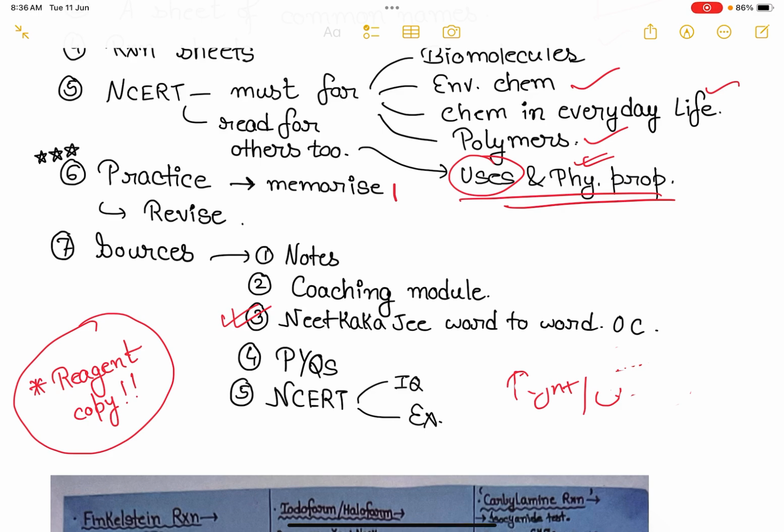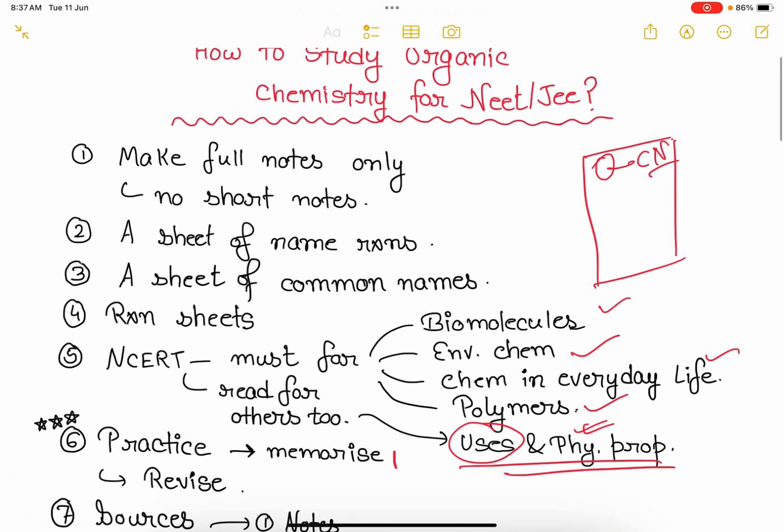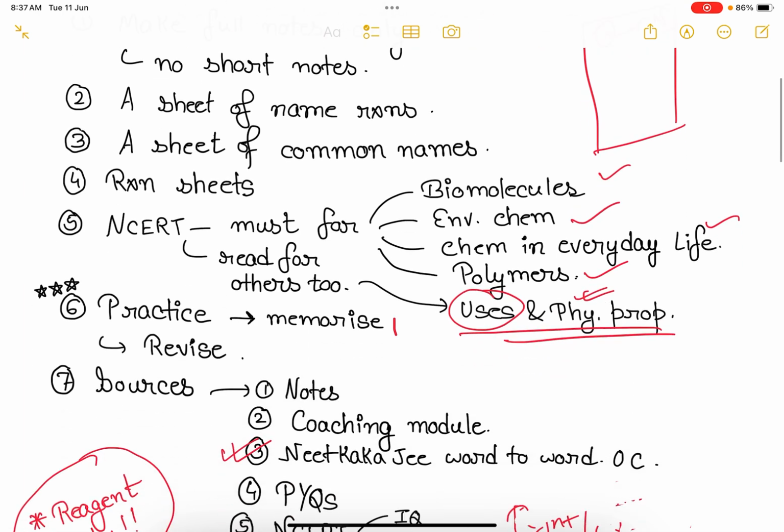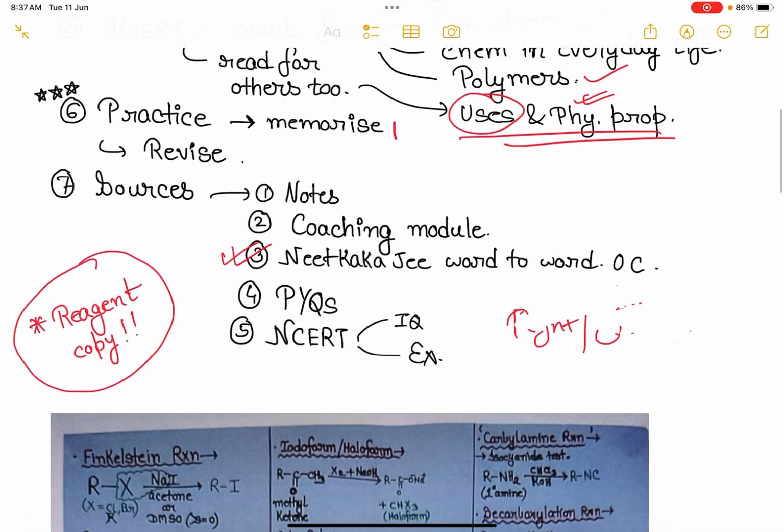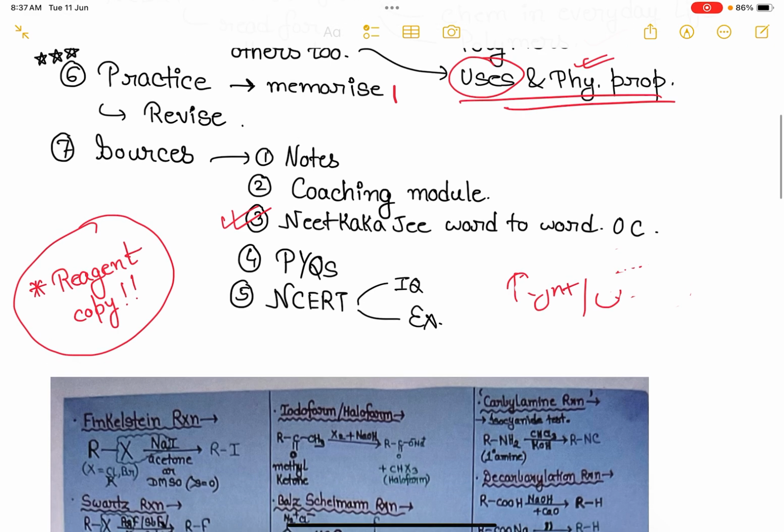And if after 1 week you feel that you're forgetting, then you have to make a reagent copy as well. Or if you know that you forget easily, then from the very first you make a reagent copy, where you write the reagent name and its function, that is, from what to what it converts: which substrate to which product, with which reagent. You write that and make the reagent copy.